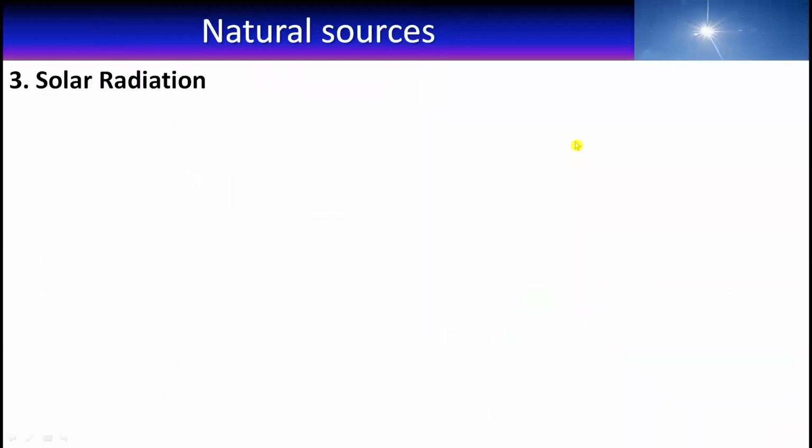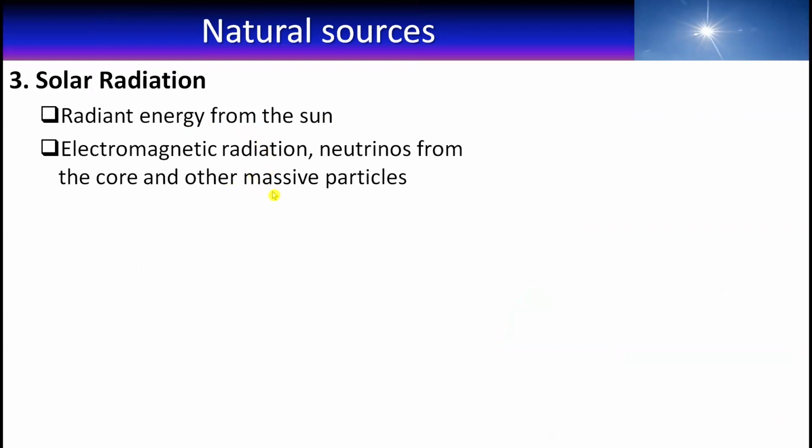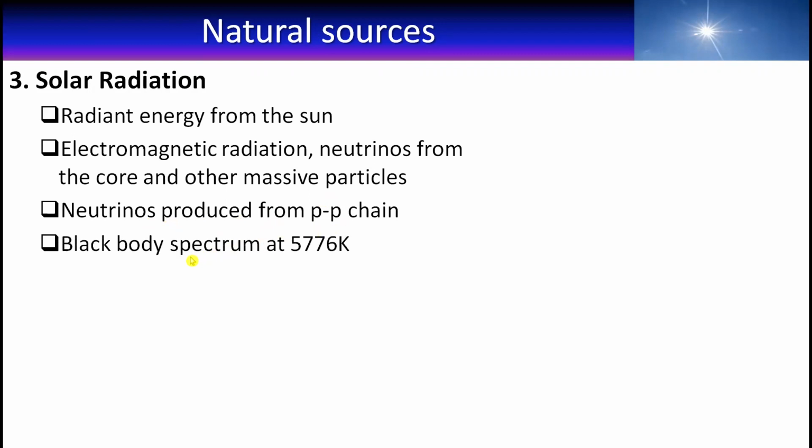Solar radiation refers to the radiant energy from the sun. It is composed of electromagnetic radiation, neutrinos from the core, and other massive particles. Neutrinos are produced from the proton-proton chain in the sun's core. The electromagnetic radiation of the sun corresponds to a black body spectrum with a temperature of approximately 5776 Kelvin.